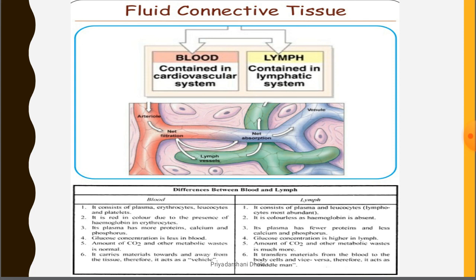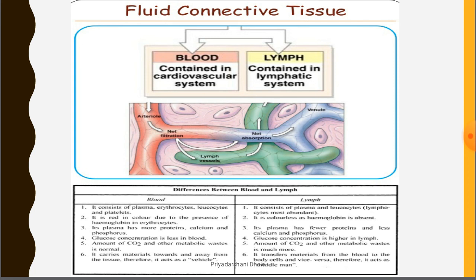While lymph consists of plasma and leukocytes. Lymphocytes are most abundant. It is colorless as hemoglobin is absent. Its plasma has less protein, and less calcium and phosphorus are present. Glucose concentration is higher in lymph, and the amount of carbon dioxide and other metabolic waste is much more. And what is the function? It transports the materials from the blood to the body cells and vice versa. Therefore, it acts as a middleman.